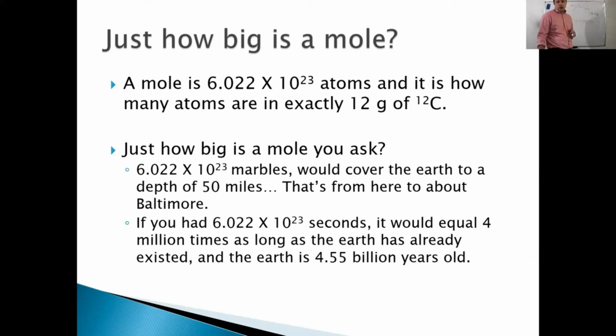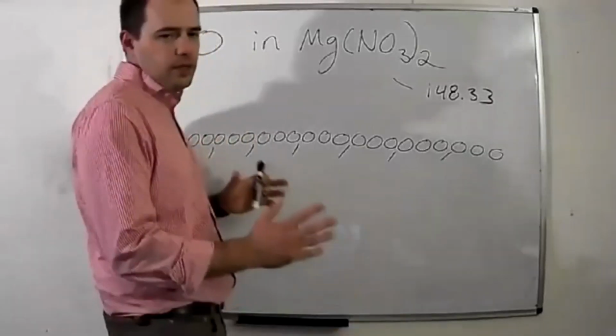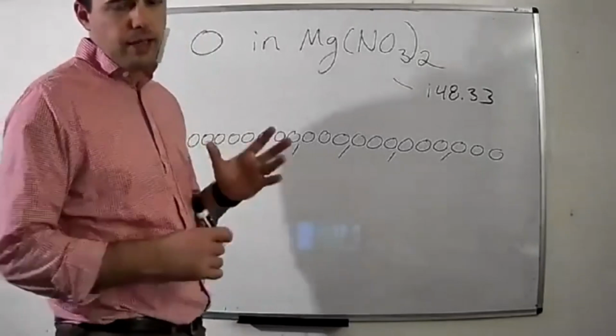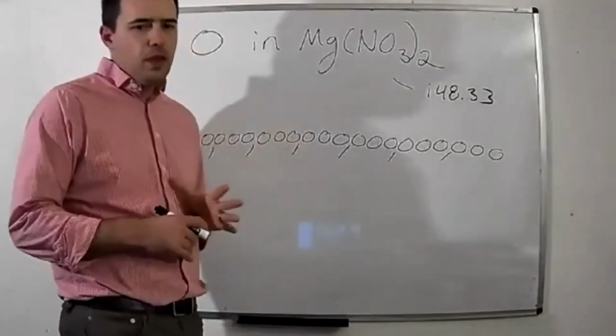If you had a mole of marbles, I like this one. If you had a mole of marbles, not the shooters, the little guys, that would cover the entire planet 50 miles deep in marbles. Like, if you put saran wrap over the ocean, the whole planet would be 50 miles deep in marbles. So that's pretty insane. It's hard to wrap your mind around a number this big. It's almost infinity, right?